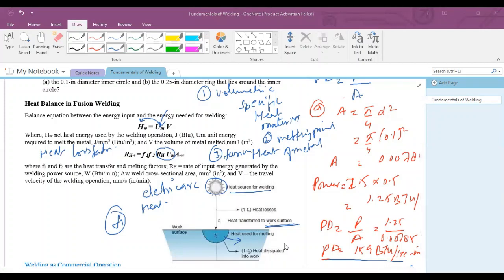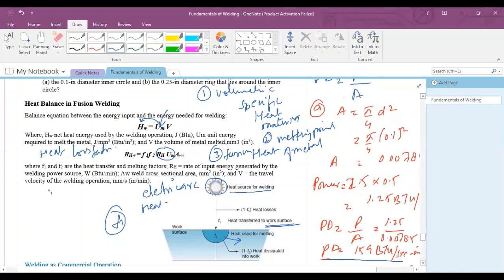Actually, both heat transfer factors are ratios. The first one, F1, is the ratio of the actual heat received by the workpiece divided by the total heat generated at the source, right? The other heat transfer factor is F2, which is also called the melting factor. It is the proportion of the heat received at the workpiece that can be used for melting, that can be used only for melting, right? F1 and F2.